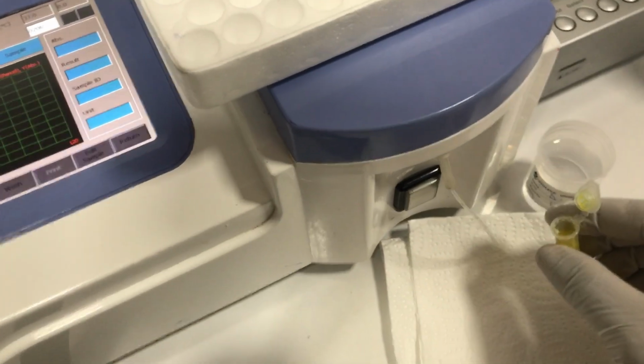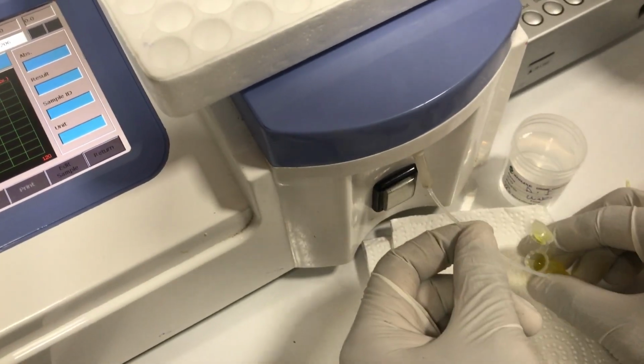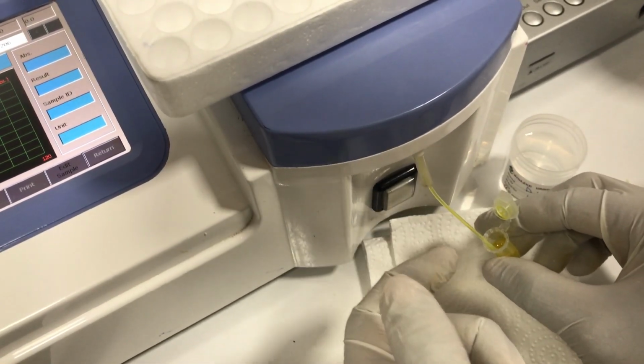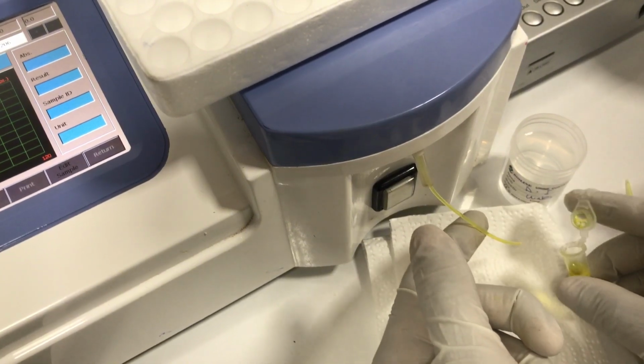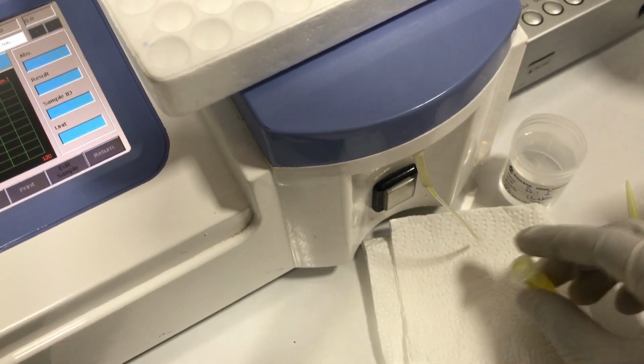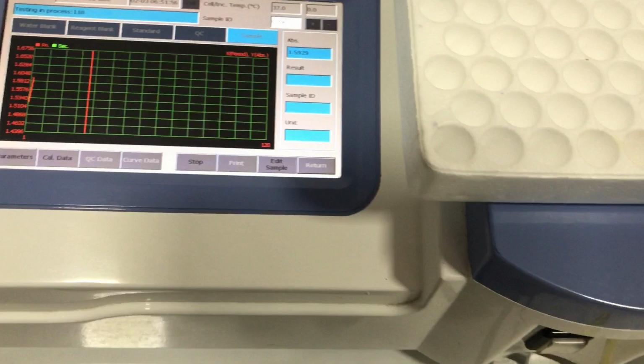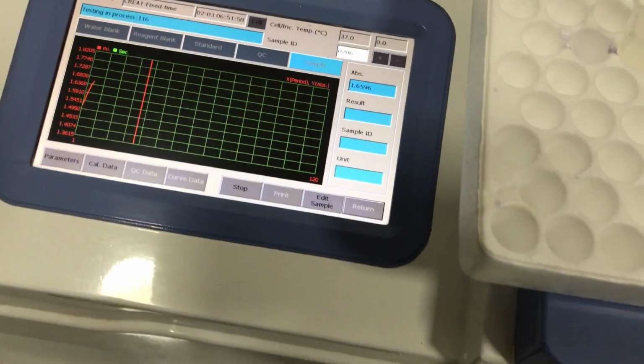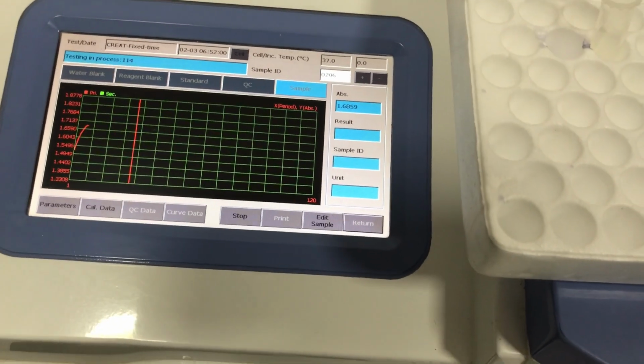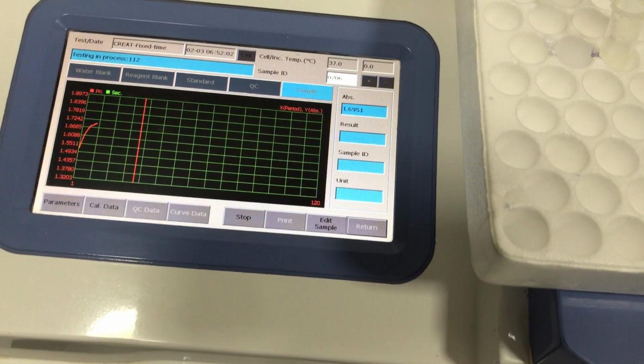Then you put it aside. That's all. And then you observe the graph. Very, very important. Observe the graph so that you can get a very good measurement.